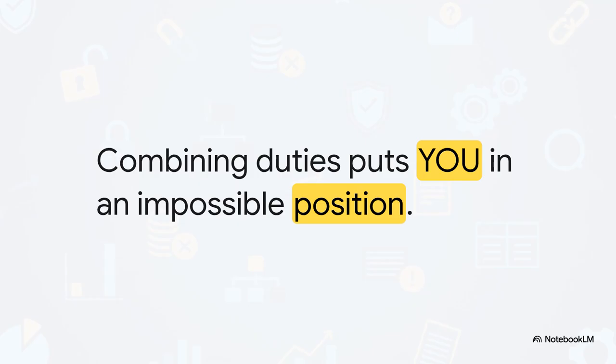I want to pause here for a second and really reiterate the personal stakes of this concept. Combining these duties doesn't just create a massive fraud risk for the company. It puts you, the junior accountant, in an impossible position. If you're asked to both receive the checks and post them to the ledger, you need to push back. Insisting on segregation of duties actually proves your innocence by design. If money ever goes missing, but you only had access to one part of the process, the system itself clears your name. This control, it's your personal career bodyguard.